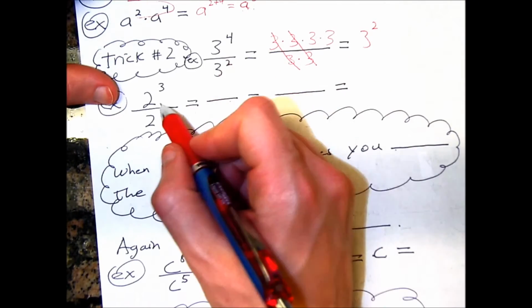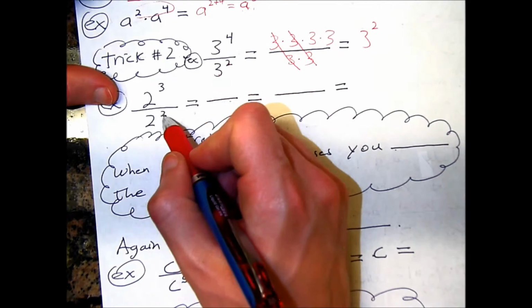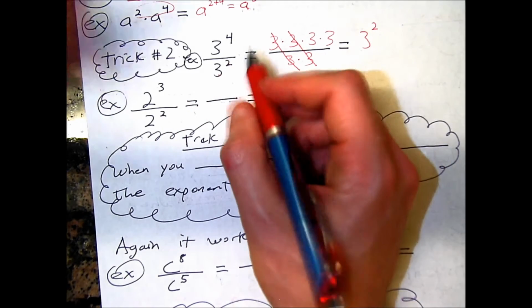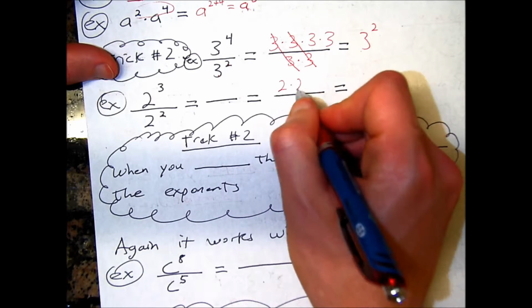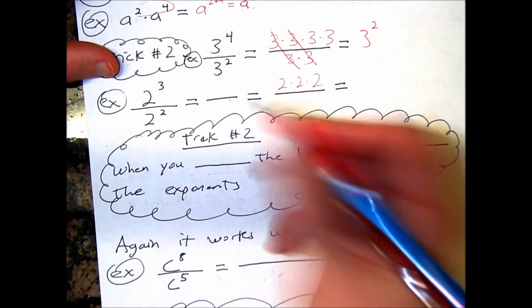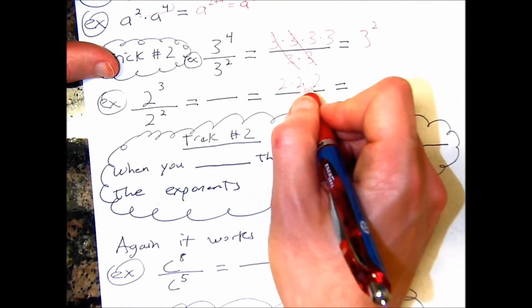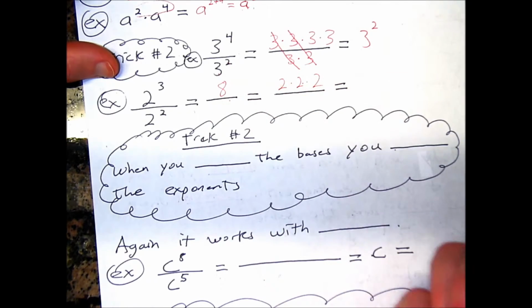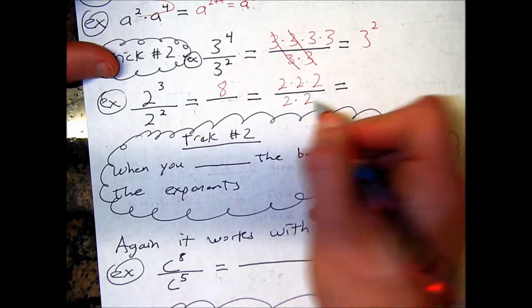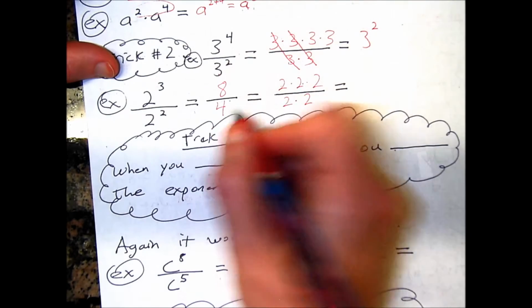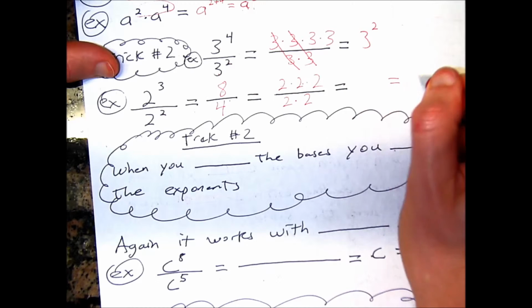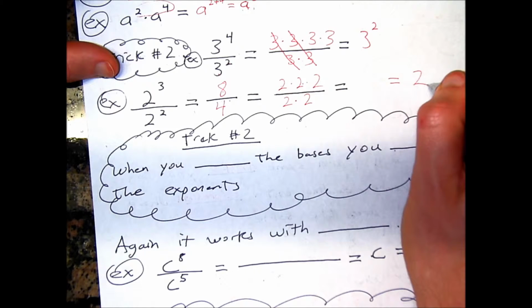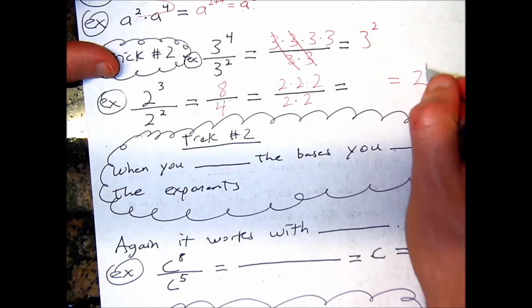Let's do it again with 2 to the power of 3 over 2 to the power of 2. Well, 2 to the power of 3, if you did 2 times 2 times 2, is 2 times 2 is 4, times 2 is 8. And then 2 to the power of 2, 2 times 2, that's 4. But what's 8 divided by 4? The answer is 2, right? Well, or you could say 2 to the power of 1, because I only write it once.